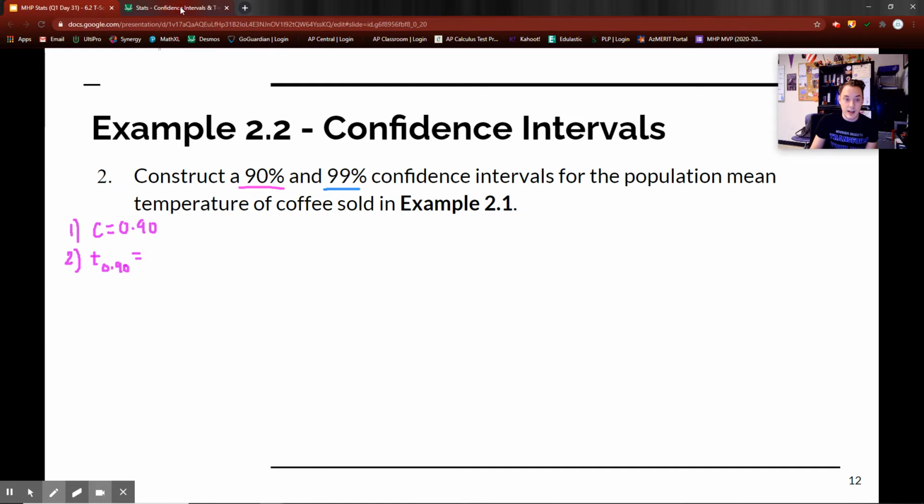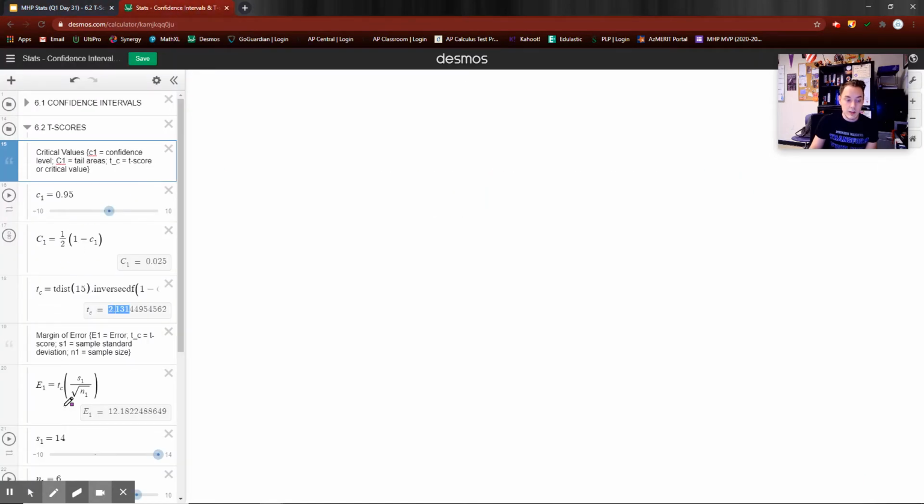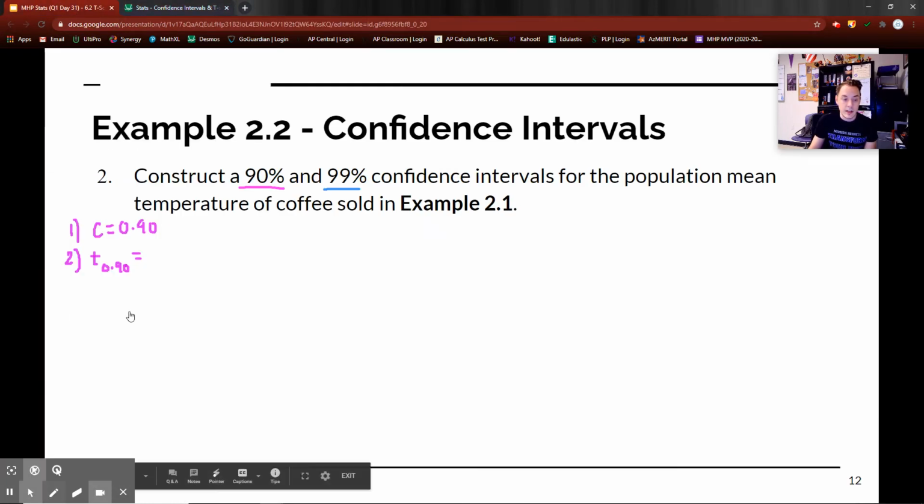Let's go to Desmos to find out. I want to change this to just be 90. Nothing else changes, and I have 1.75. So nothing else will change. I'm just changing the confidence level. That's all I'm changing. I'll get a new interval, sure. Changing the confidence level changes my t-score, my critical value. So 1.75. That means I'm going to go over here and do 1.75.